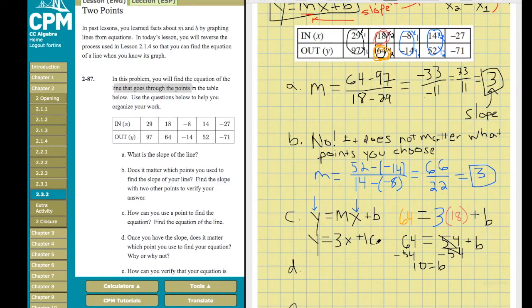Notice here, which variables got replaced in the equation when we wrote our final equation, and what variables remain, right? So it's asking you to find the equation. What letters should you still see in that equation of the line?